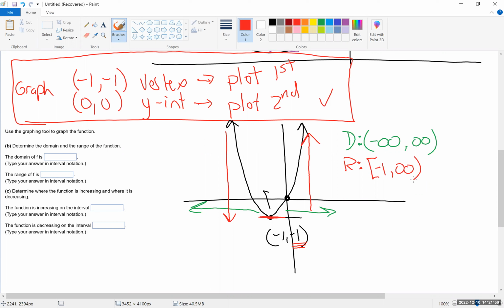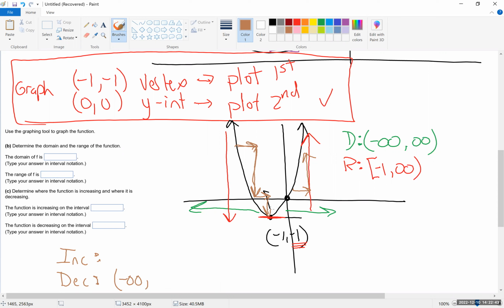All right, last two questions. When is our function increasing? What increasing means is, as we go to the right, our graph has to be going up. Well, when we first start out, as we go to the right, the graph is going down. So we actually first start out decreasing. When are we decreasing? We're decreasing from the start of the graph, which is -infinity. And then as we go to the right, it's decreasing.